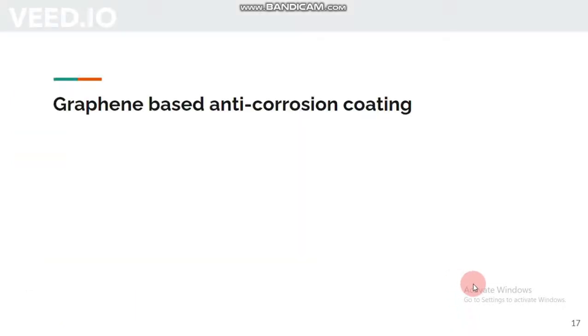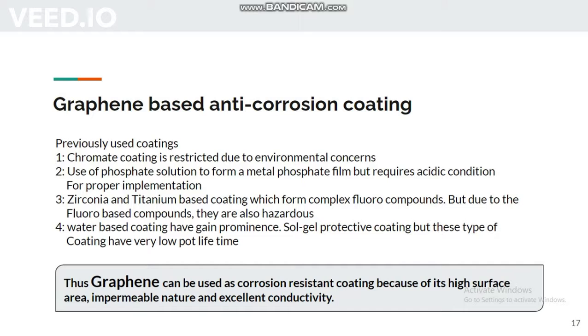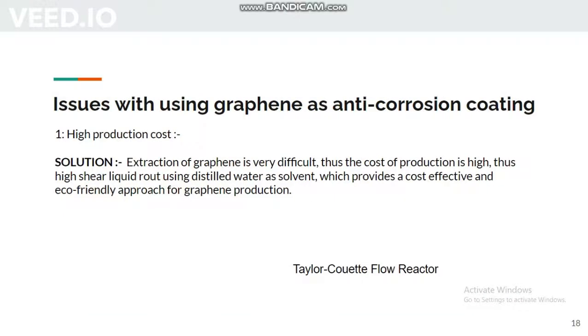Now for the water side, we need an anti-corrosive coating. The previously used coatings have several concerns. Thus graphene can be used as corrosion resistant coating because of its high surface area, impermeable nature and excellent conductivity. There are two major issues in using graphene as corrosion resistance coating. Number one is high production cost.